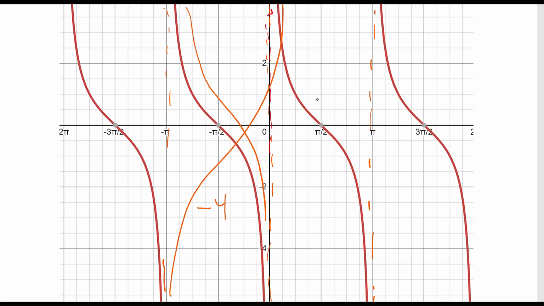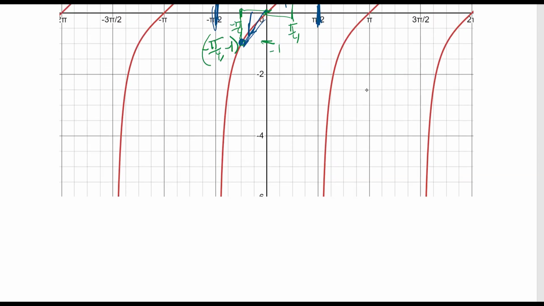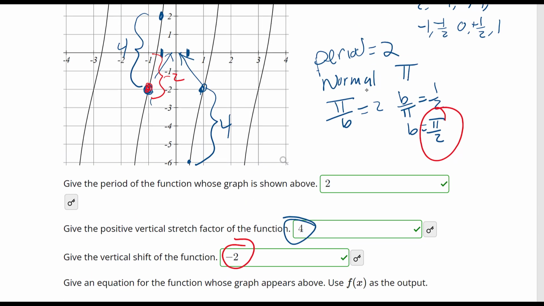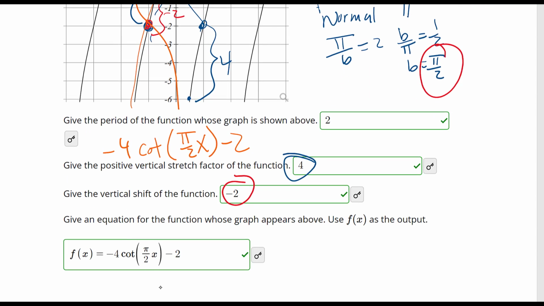So scrolling back up here to this work part. Okay, because it's going up instead of down, like it should be for a cotangent, we do our -4 as leading coefficient, cotangent of, and we have our pi over 2 times x, and then -2. And that's what the person has here. So this pi over 2, that's our B. That -4, that's the A.